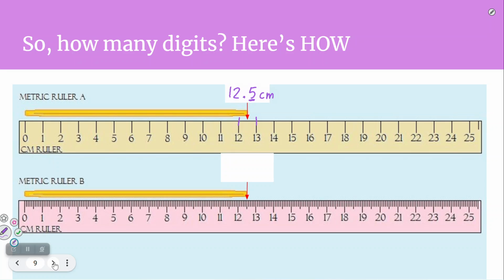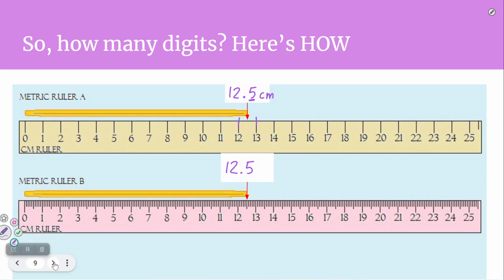Okay. So 12.5 centimeters. Now we're not going to go any further past that 5 in the 10th place, because for us to indicate a 100th place measurement there would introduce too much error because of the lack of precision of our ruler, ruler A. Now let's look at ruler B. Ruler B here has graduations all the way to the 10th place. So for a fact, we know that it's 12.5 centimeters because the markings on the ruler told us that.